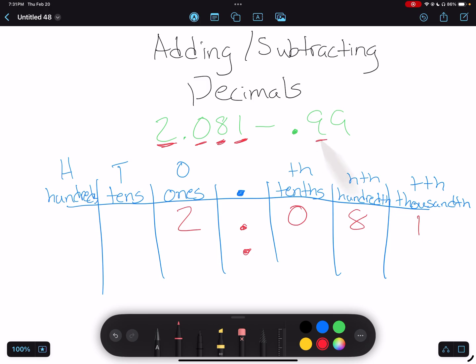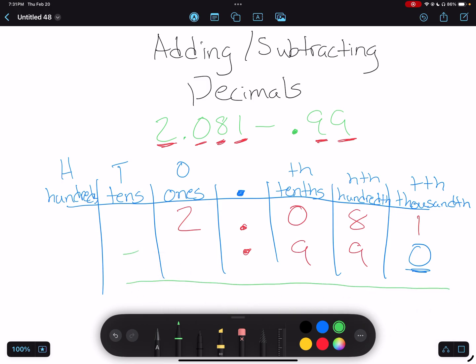So this 9 starts off not in the thousandths place, but in the tenths place. I know this 9 is in the hundredths place. And as I always say, I can add that filler of a 0 in that space right there. So now I can subtract here.